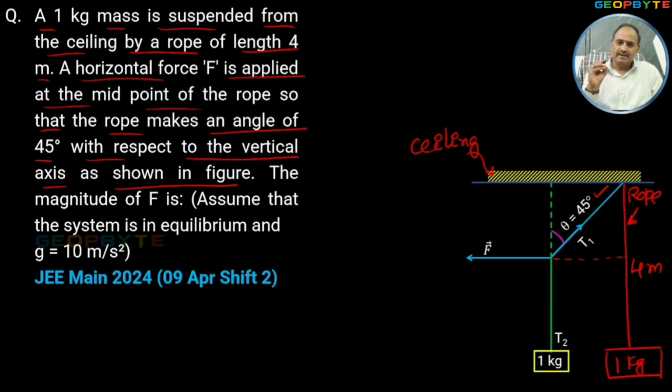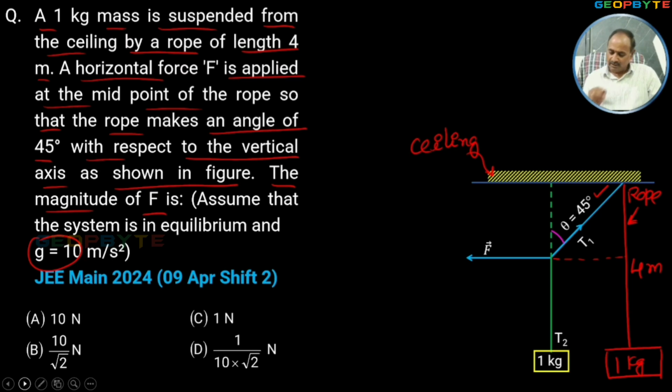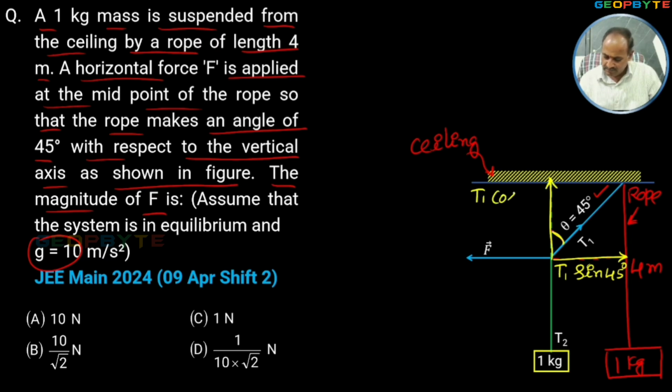Then it is given that T1 is the tension developed in the rope. We are asked to decide the magnitude of the force, with acceleration due to gravity 10 meter per second square. Look at the different options. Now look at the diagram. Since T1 is making an angle of 45 degrees with respect to vertical, it gives two components of force. One is T1 sin 45 degrees and the other is T1 cos 45 degrees.